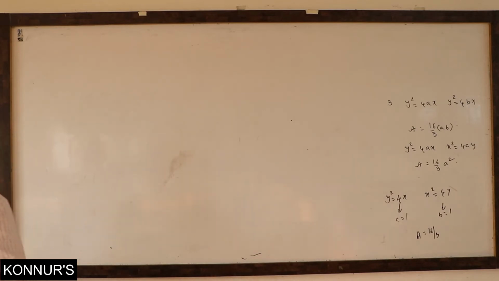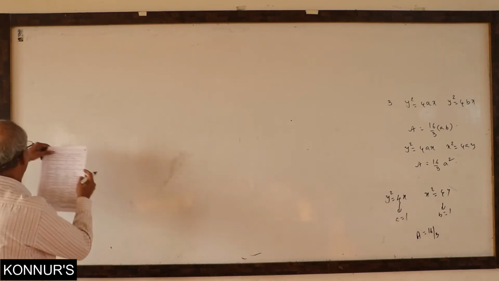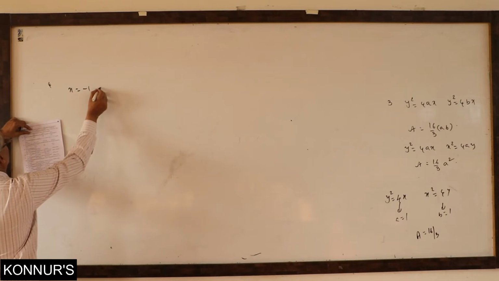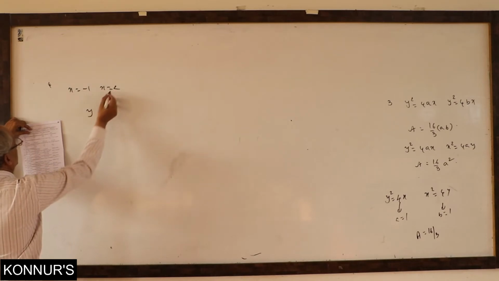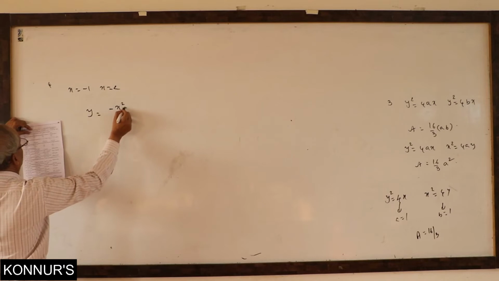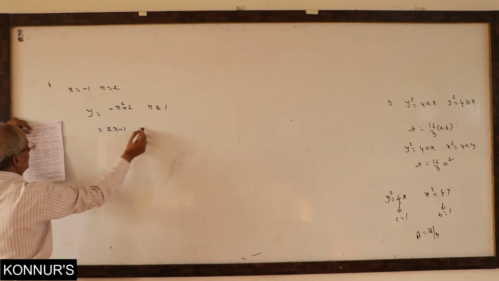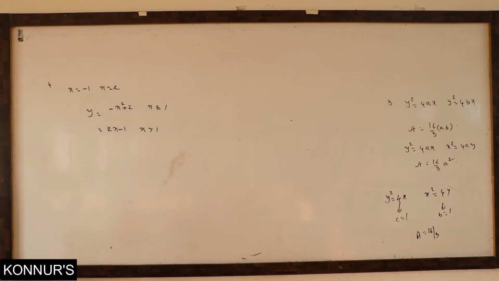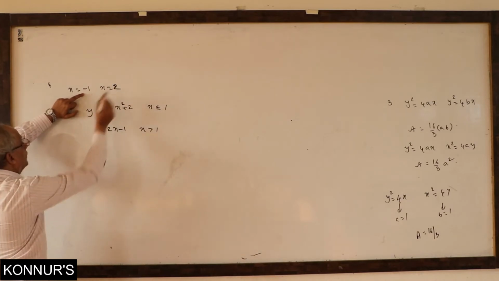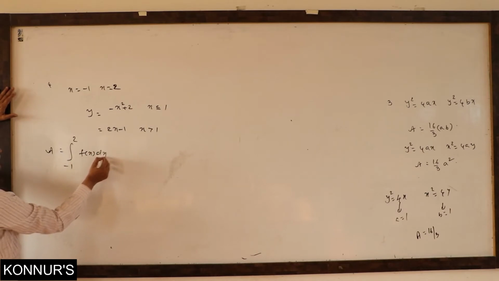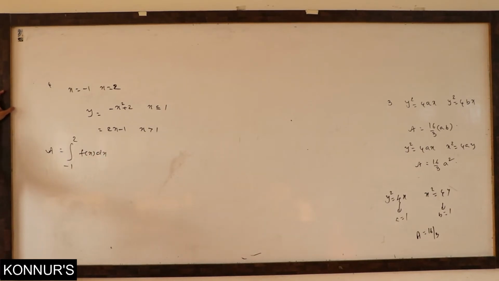Then the fourth: area of the closed figure between minus 1 and 2. What is the y value given here? Minus x square plus 2 when x is before 1, and 2x minus 1 when x is greater than 1. Be very careful, limits are the only important thing here. He is asking between minus 1 and 2. What is our area? Integral from minus 1 to 2 of f of x dx. This is our formula.